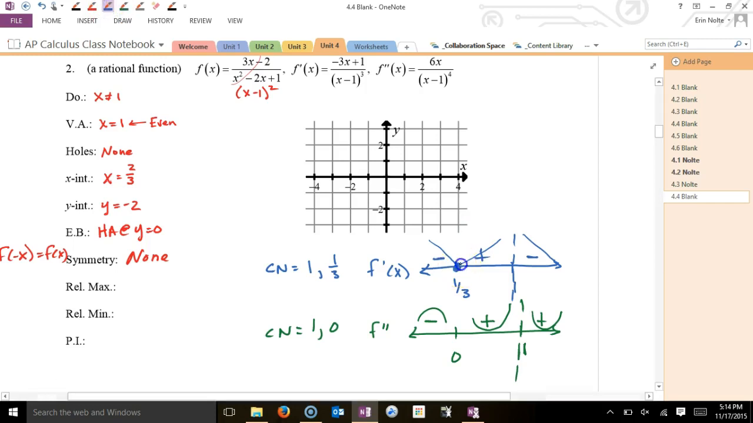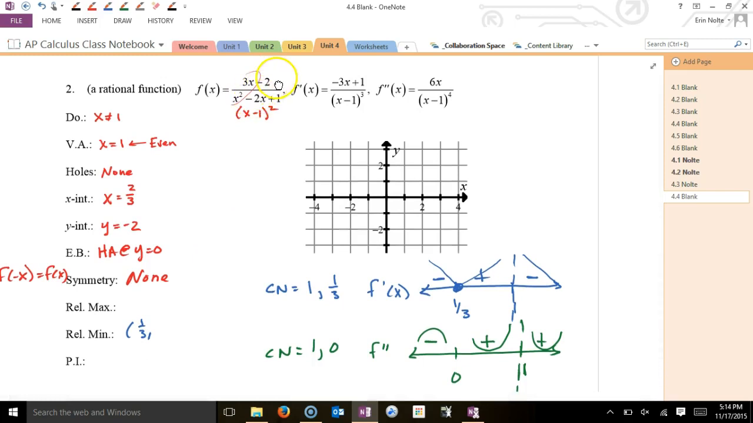I have a minimum right here, so I have a relative min at 1/3. So if I plug 1/3 into my original function, 1/3 times 3 is 1, so I get 1 minus 2, so negative 1. On the bottom, oh boy, okay, I'm going to type that in the calculator. I end up with negative 9/4 for that. Okay, looking at this, I have no relative max because there is no top piece.